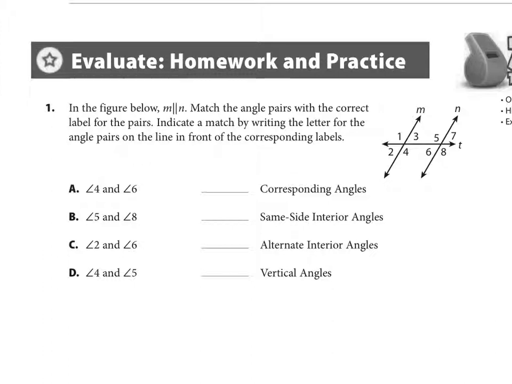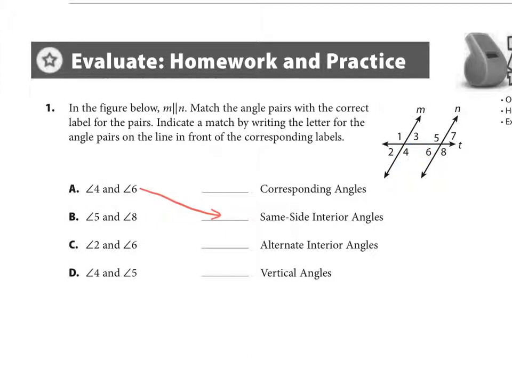So angle 4 and angle 6, I'm going to mark those here, angle 4 and then angle 6. Those are inside of our parallel lines right here. Here's our parallel lines. It's inside. And then our transversals right here, they're both on the bottom of the transversal. So that would be same side interior angles.